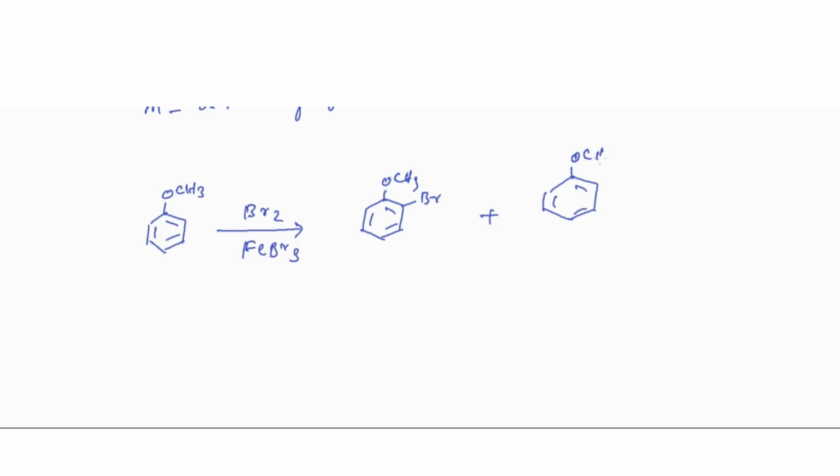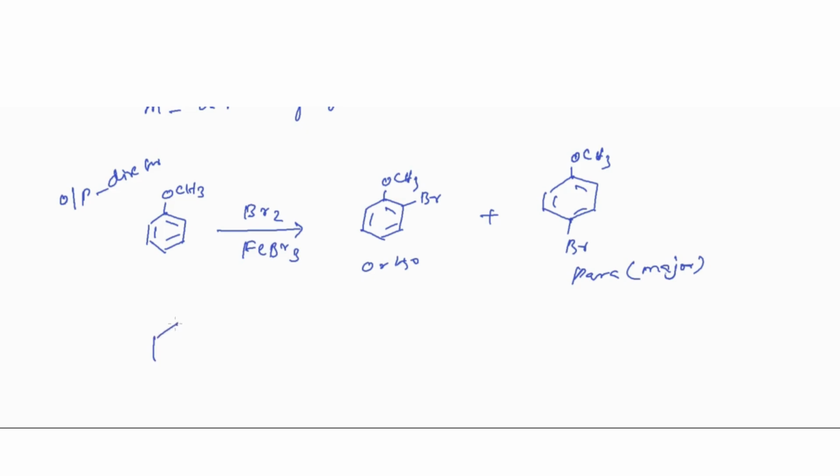Why is the bromine substituted at ortho and para? Because OCH3 is an ortho para director. So that's the reason we get a mixture of ortho product and para product. Please always remember that the para product is always the major one. That also we will discuss in the forthcoming classes. Here we should understand what types of groups are ortho para directors and meta directors.